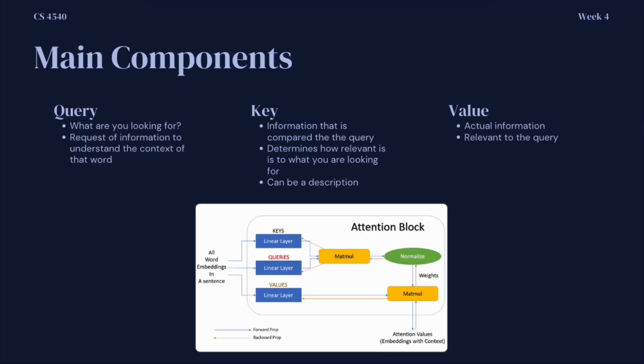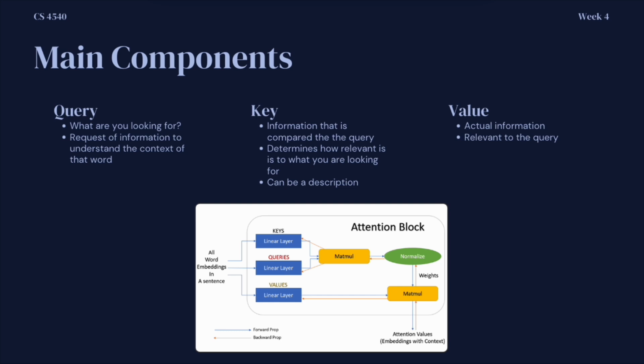As we already know, the main purpose of the attention block is to allow vectors of words to communicate with each other to determine the meaning of the current word based on the context in which it is used. The main components of the attention block are the query, key, and value. The query is the general topic that you are looking for. It can also be seen as a request for information to further understand the context of the word.